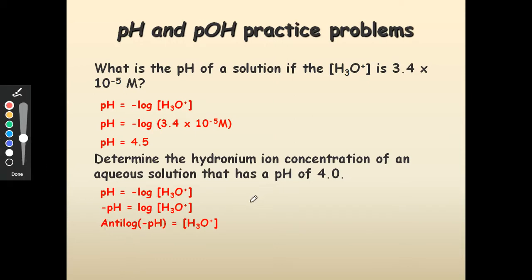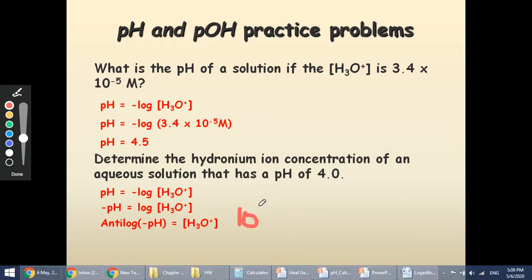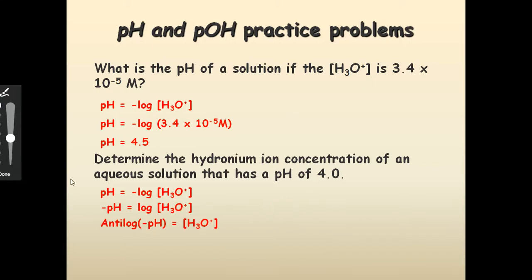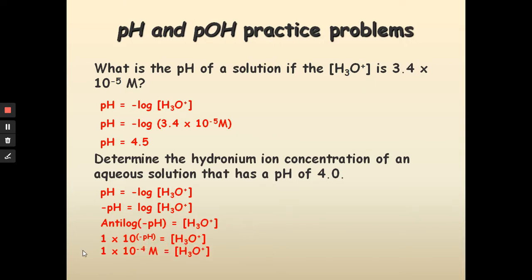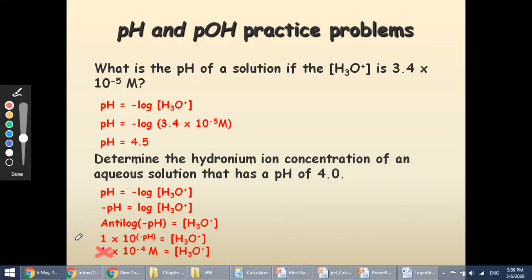If you don't have an anti-log calculator, anti-log is basically the same thing as 10 to the power of negative pH. Some of your calculators will have a button that looks like this, 10 to the x power. That's the button you should be using. So I'm going to put the 10 to the negative pH power, and this is equivalent to, well, actually this is a mistake. This should be two significant figures, right? So this should actually be 1.0 times 10 to the negative 4th power molarity of H3O plus.